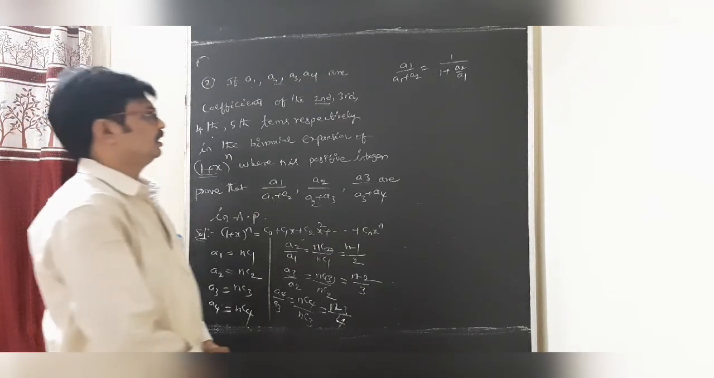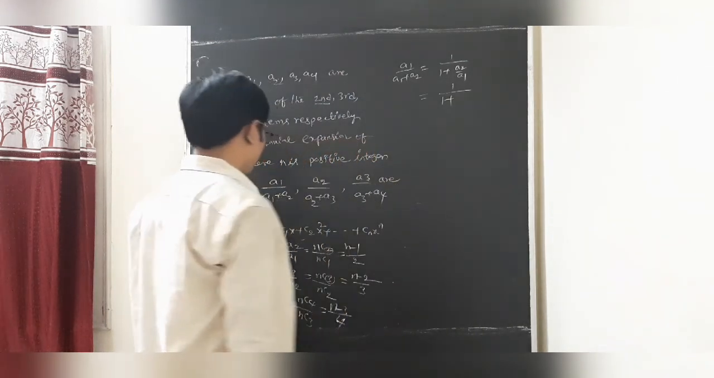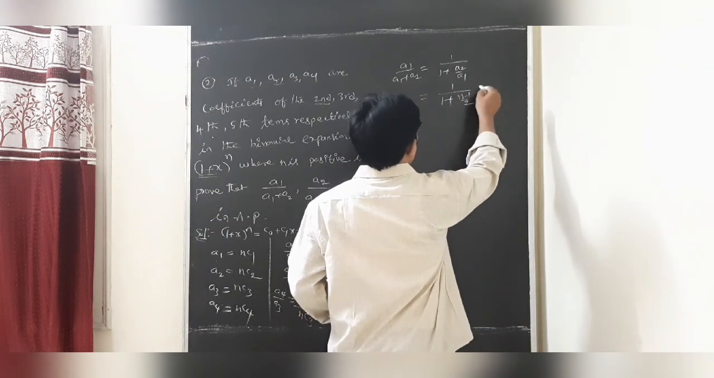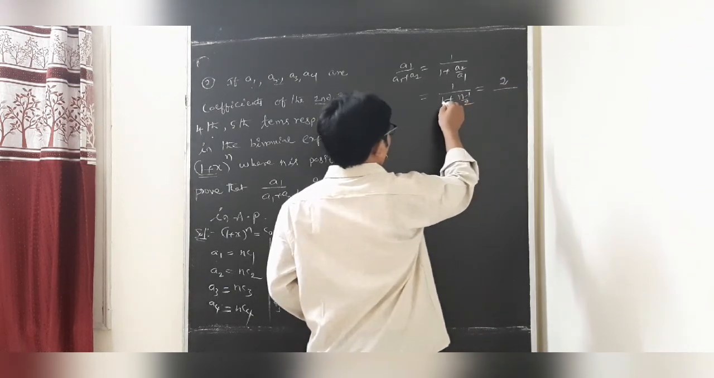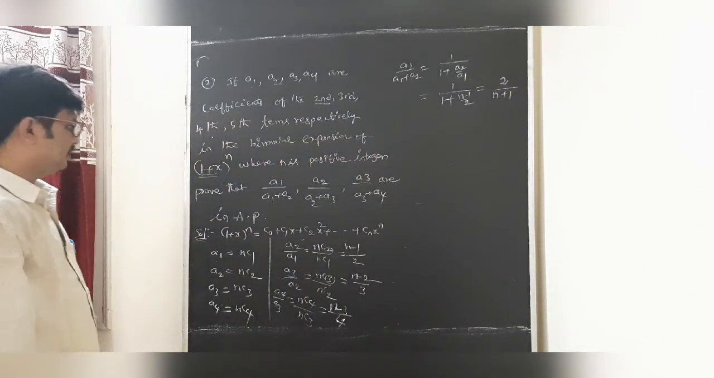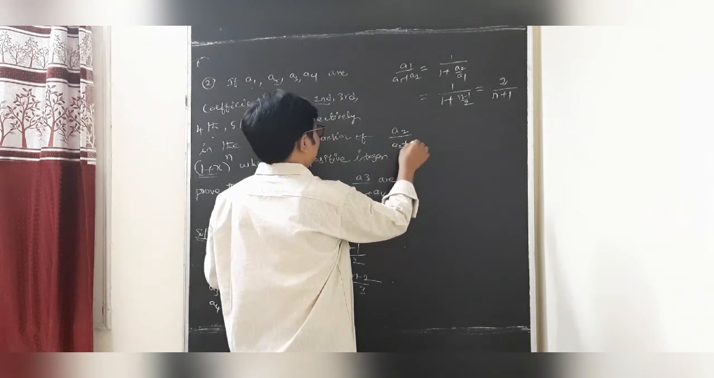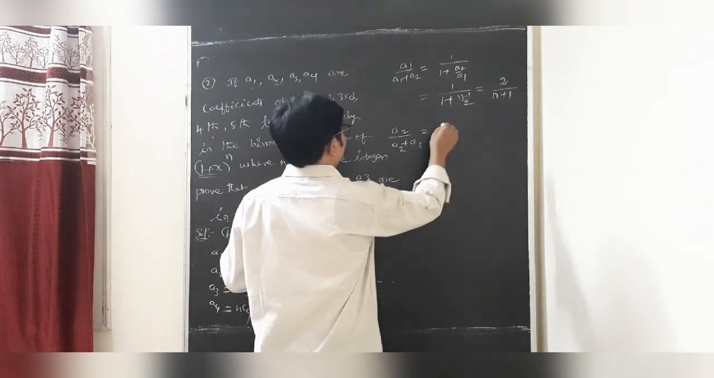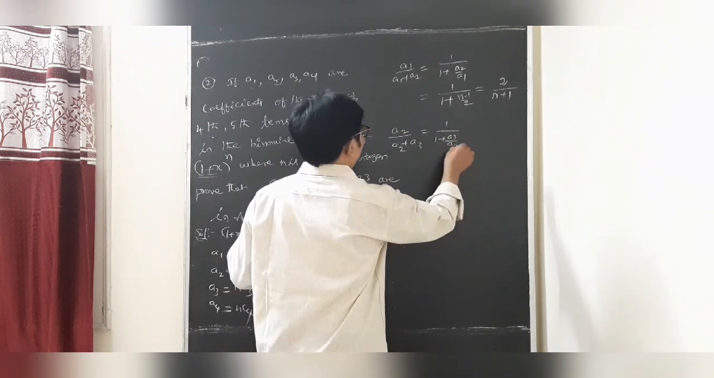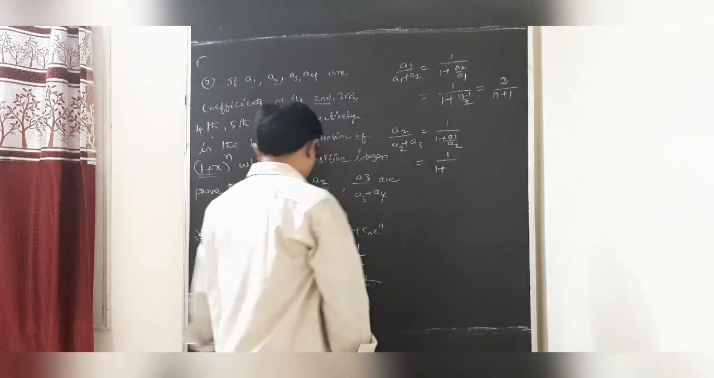Dear students, right now this is 1 upon 1 plus A2 by A1, which is n minus 1 by 2. This is n minus 1 by 2. Therefore, 2 by n plus 1. Okay students, then we have to find A2 by A2 plus A3. This is 1 upon 1 plus A3 by A2. My dear students, how can you write this? 1 upon 1 plus A3 by A2.